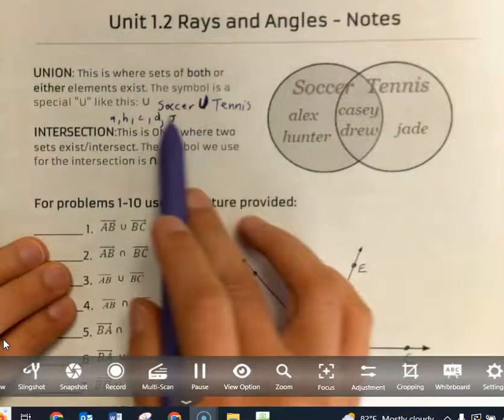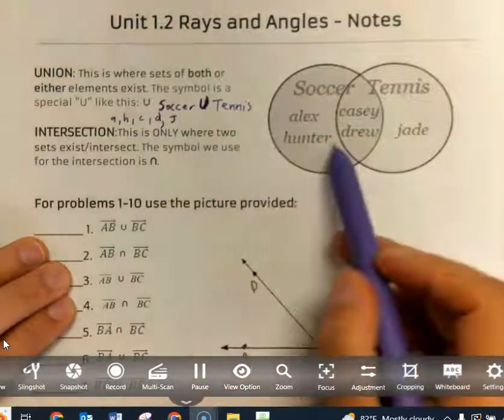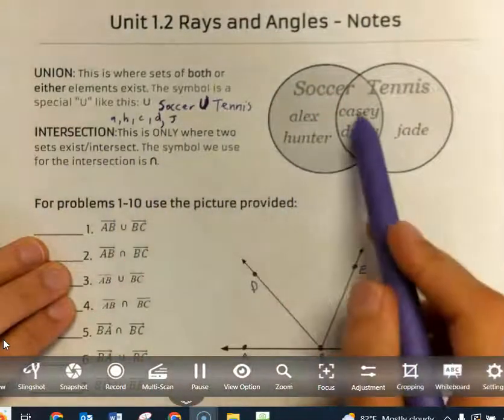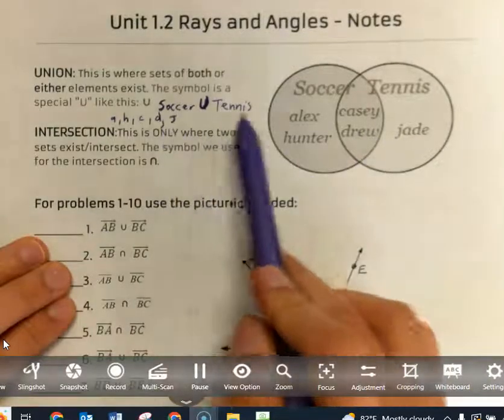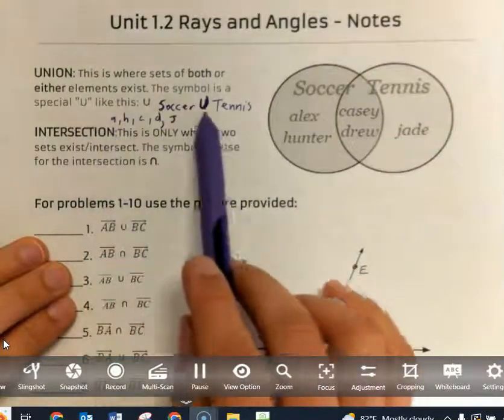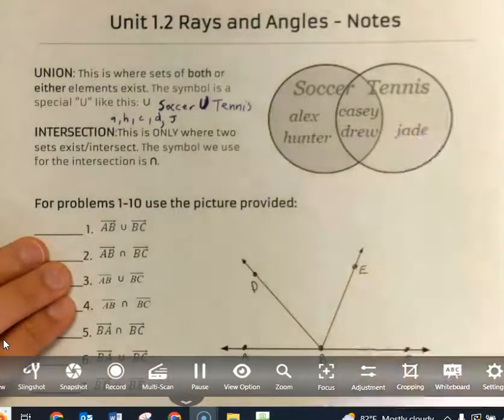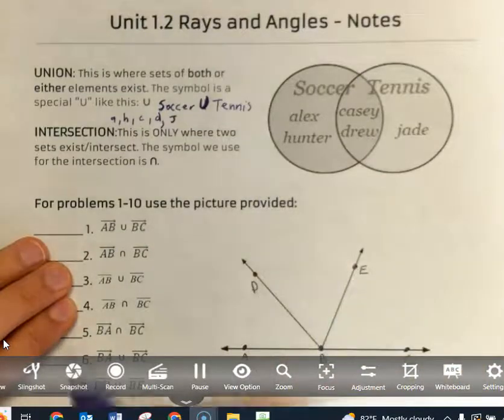So for the union now, I look at all of it together. So Alex, Hunter, Casey, Drew, or Jade play either soccer or tennis. So that is the union between soccer and tennis, is all of those people. Okay? The intersection is when only both things are true.